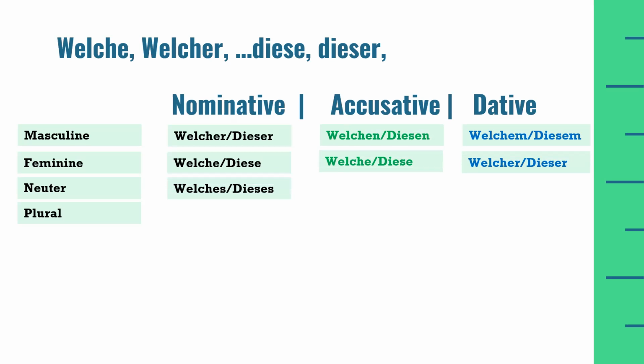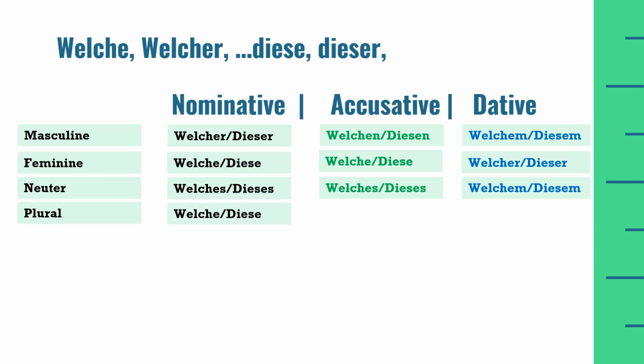In the case of neuter, in the nominative case it will be welches and dieses. In the accusative, it will remain welches and dieses. And in the case of dative, for a neuter noun, if we are asking about a noun that is neuter, we have to ask the question with welchem. And in the answer, we can use diesem.